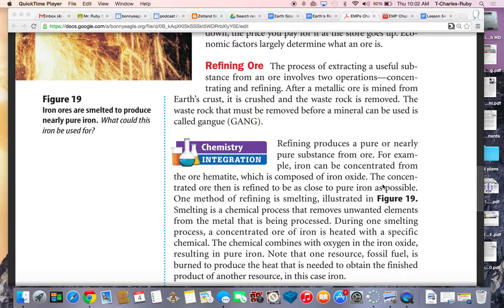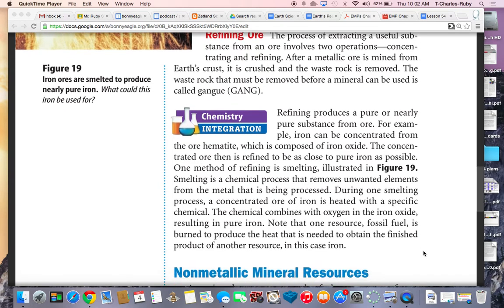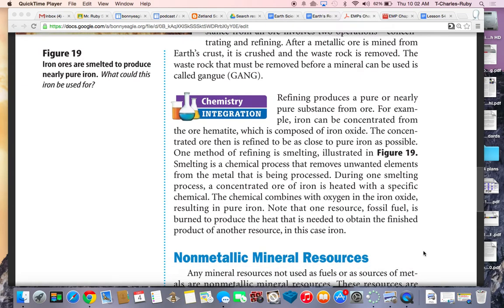Sounds fun. One method of refining is smelting, illustrated in Figure 19. Smelting is a chemical process that removes unwanted elements from the metal that is being processed. During one smelting process, a concentrated ore of iron is heated with a specific chemical. The chemical combines with oxygen in the iron ore, resulting in pure iron. Note that one resource, fossil fuels, is burned to produce the heat that is needed to obtain the finished product of another resource, in this case iron.